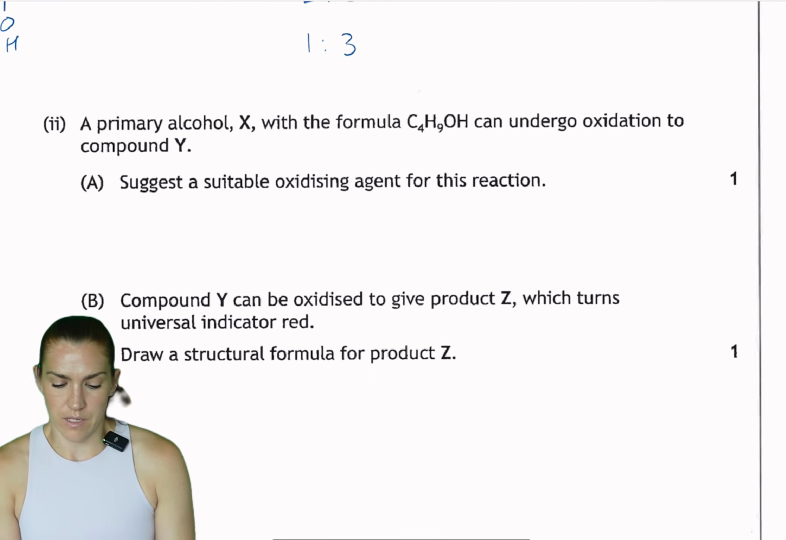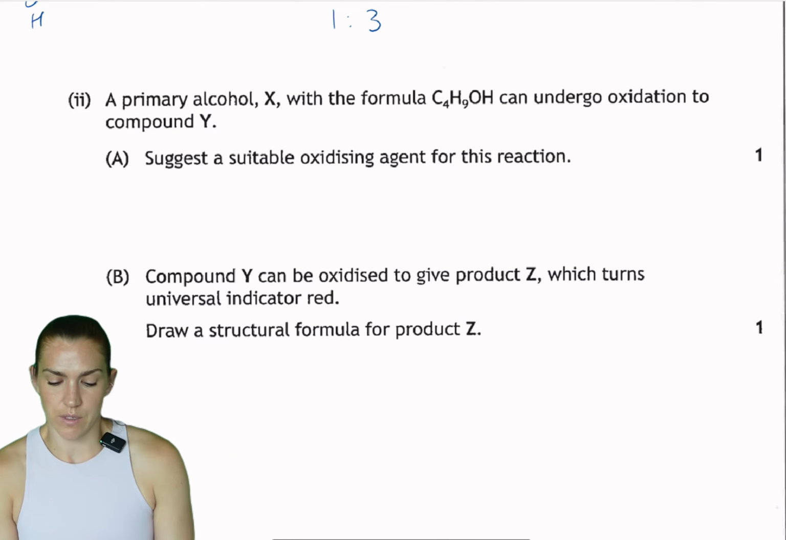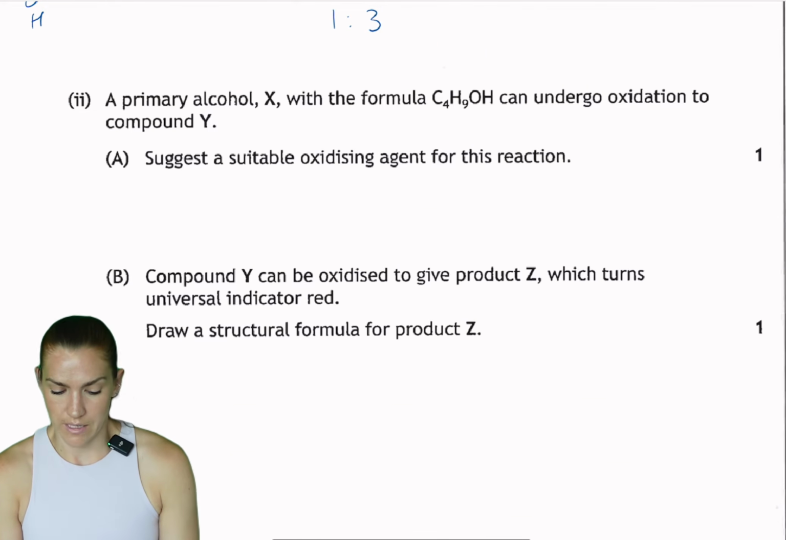So then a primary alcohol X with the formula C4H9OH can undergo oxidation to compound Y, suggest a suitable oxidizing agent for this reaction. So we're looking to oxidize an alcohol.